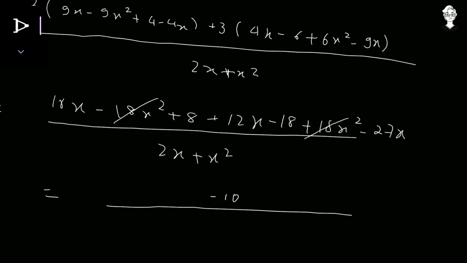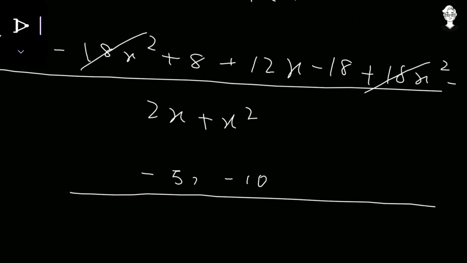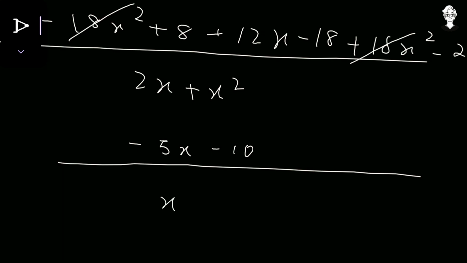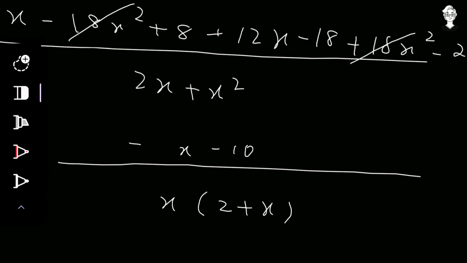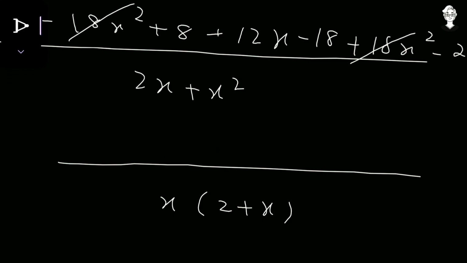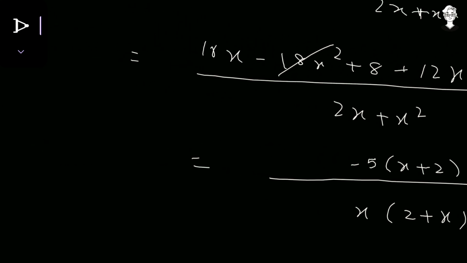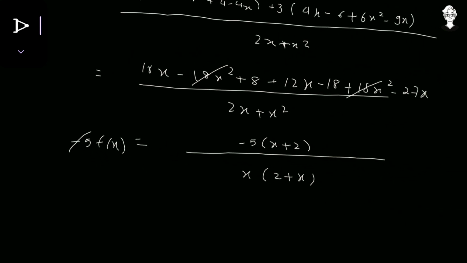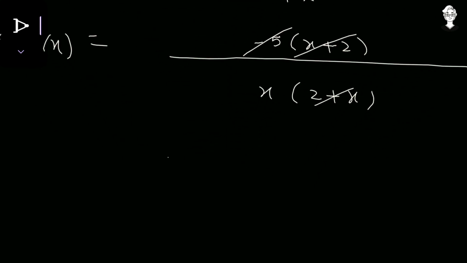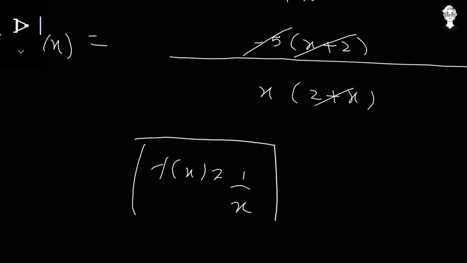22x minus 27x is negative 5 times x, and in the denominator we can take x common, so inside the bracket it will remain 2 plus x. And now from the numerator we can take negative 5 common, so inside the bracket it will remain x plus 2. So negative 5 taken common, inside the bracket x plus 2, and this thing is equal to negative 5 times f of x, that is the LHS part. Now we can see that negative 5 got cancelled out, x plus 2 got cancelled out. So what we finally have is that f of x is equal to 1 upon x, and that's the answer that we were looking for.